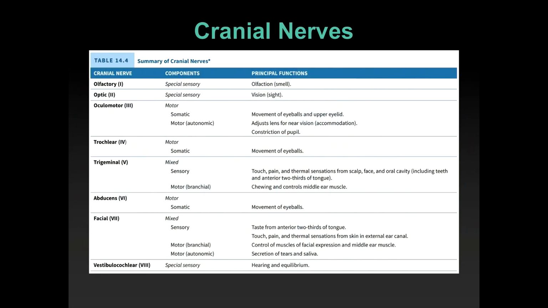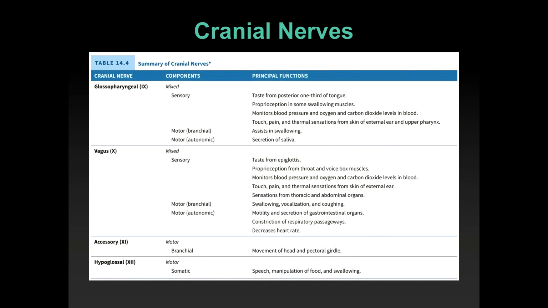So this table in your book lists all the information you need to know. Cranial nerves 1 through 8 here. Each one is given a Roman numeral to identify it. You have information on the type of signals being conveyed by that nerve, and what the actions are of that nerve. We'll show where the nerve is later. 1 through 8, 9 through 12.